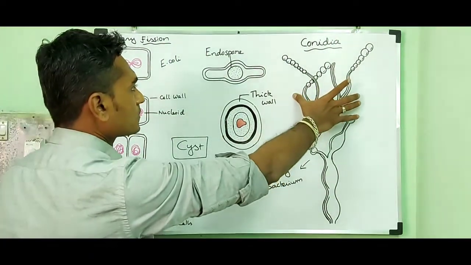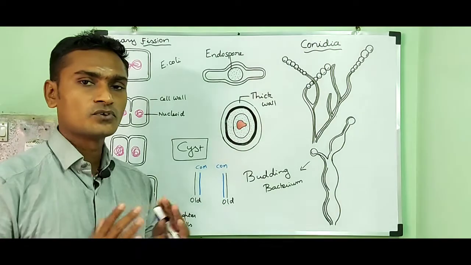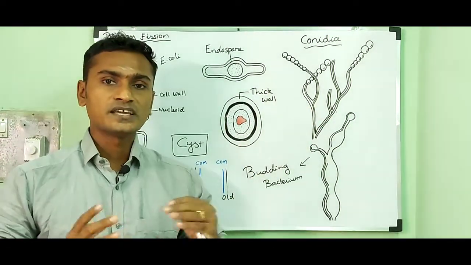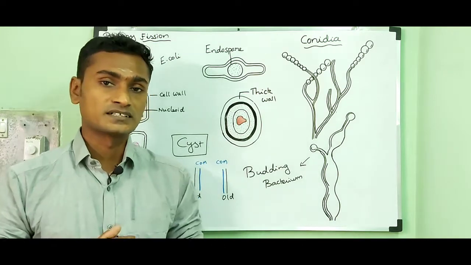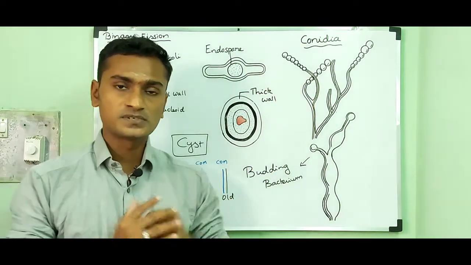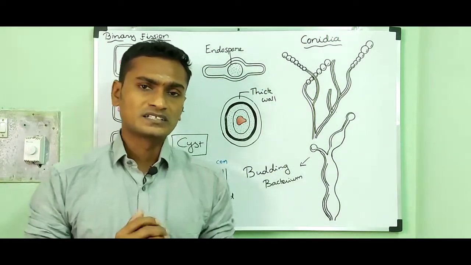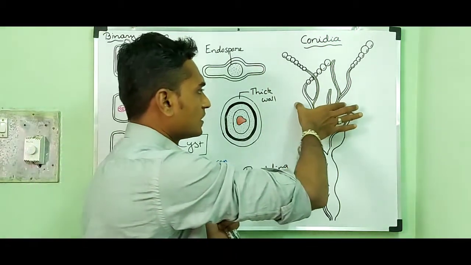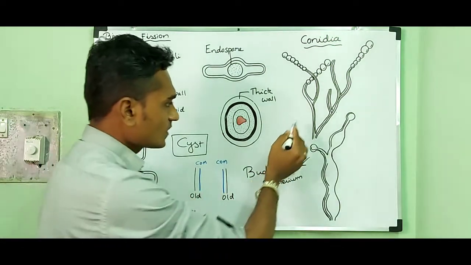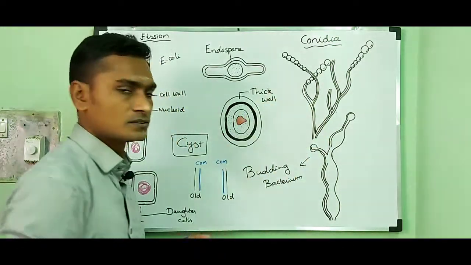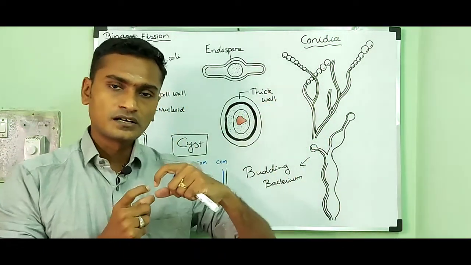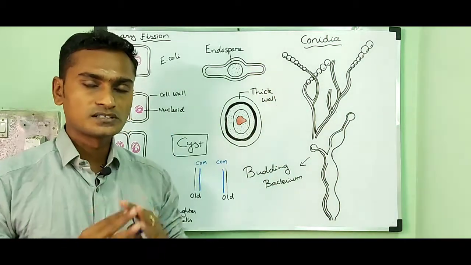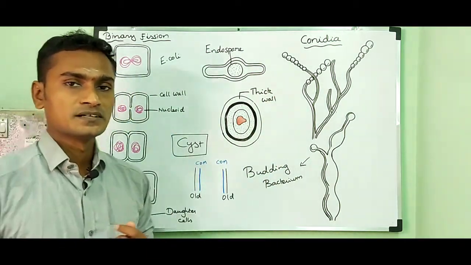Then I am going to tell you about gonidia formation by bacteria. Gonidia formation takes place in filamentous bacteria. Filamentous bacteria contain a long strand. So this is the long strand. A bacterium which contains a long strand body is called a filamentous bacterium.